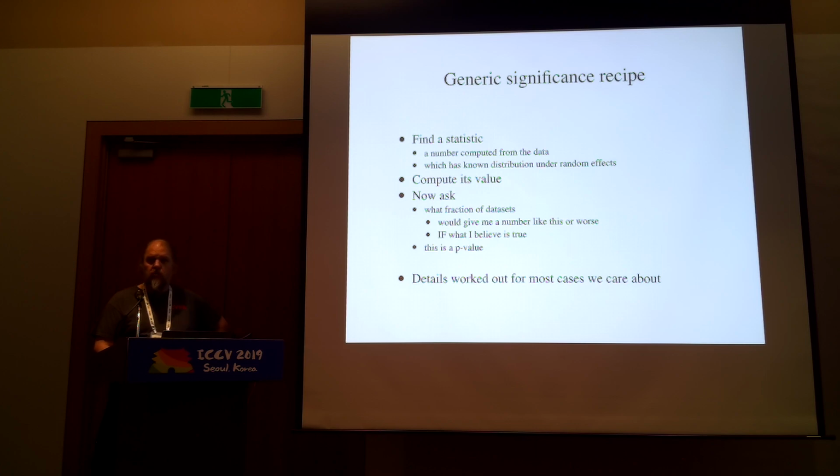There is a well-known generic significance recipe, and it leads to disaster when misapplied, but it's very well worth understanding. You find a statistic, that's a number that's computed from data, and it has known distribution under random effects. You compute its value, and then you ask, what fraction of data sets would give me a number like this or worse? There are some issues with positive and negative that we're going to ignore. A number like this or worse, if what I believe is true. And that fraction is essentially a p-value. So I'm asking, if what I believe is true, how weird is my data set?